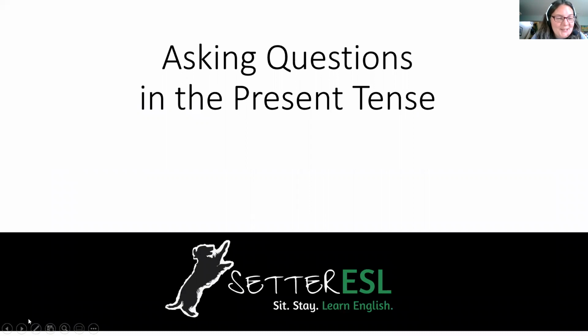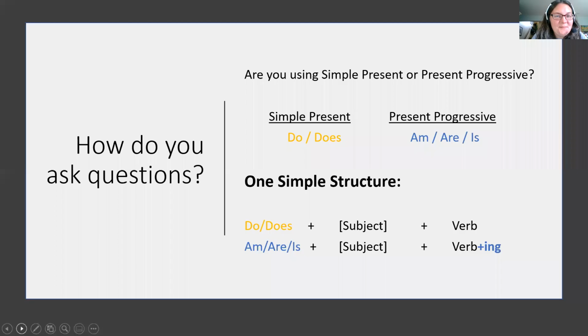Asking questions in the present tense. So, how do you ask questions? That's a pretty good question, isn't it? Well, the best way to ask questions is to stop and think about whether you are using the simple present or the present progressive when you are asking. That is probably the biggest decision that you need to make in order to ask a question correctly.